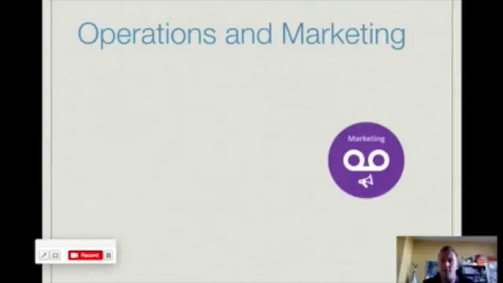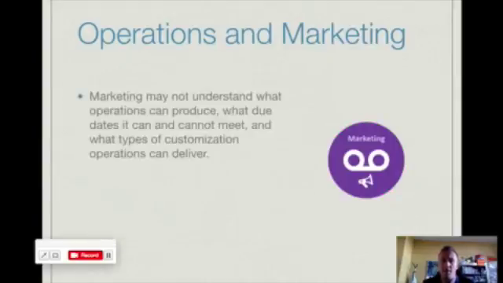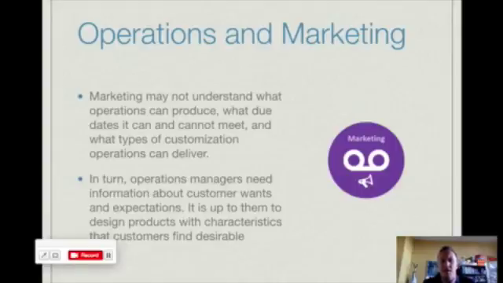The second example, the marketing department and operations. Marketing departments may not understand what operations can produce, what due dates it can and cannot meet, what types of customization options they can deliver, what is really possible by operations. And in turn, the operations managers need information about what customers want and expect. It's up to them to design the products, so they need to know what is going to be desirable.